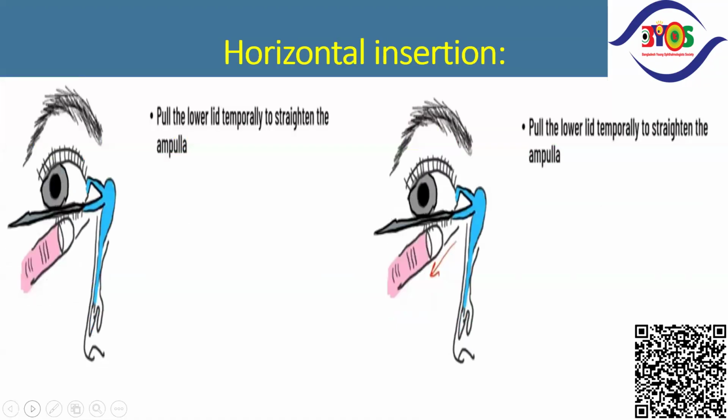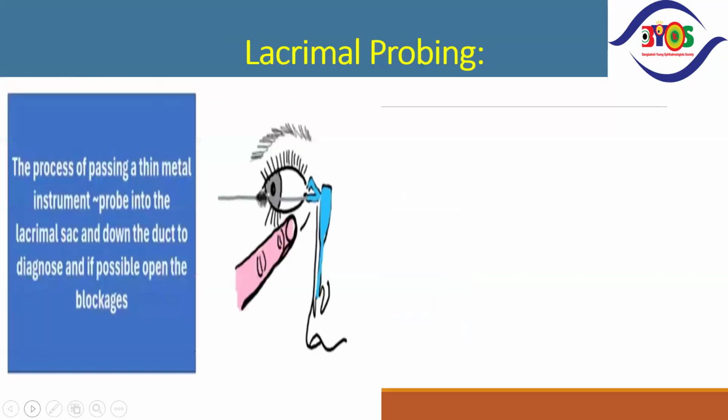In the horizontal insertion, as shown again, we pull the lower lid temporally to straighten the ampulla. Pulling the lid temporally to straighten the ampulla will help in dilating our puncta.